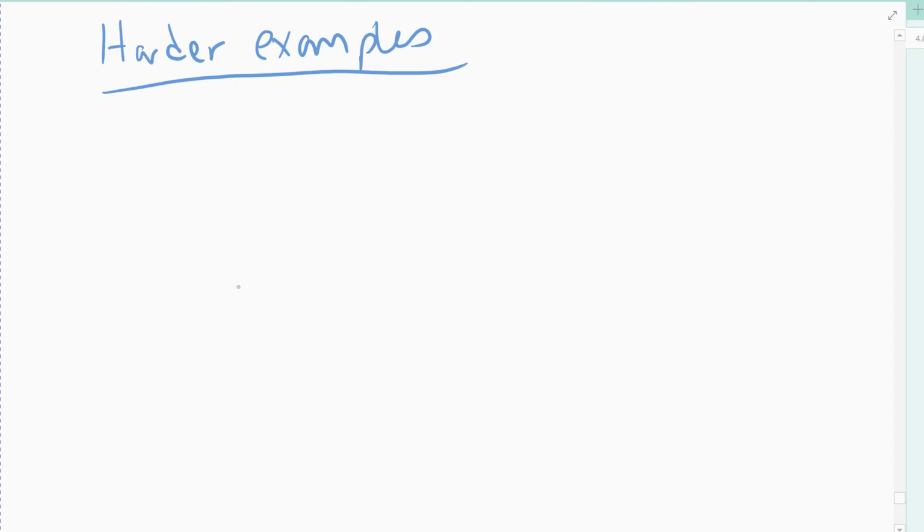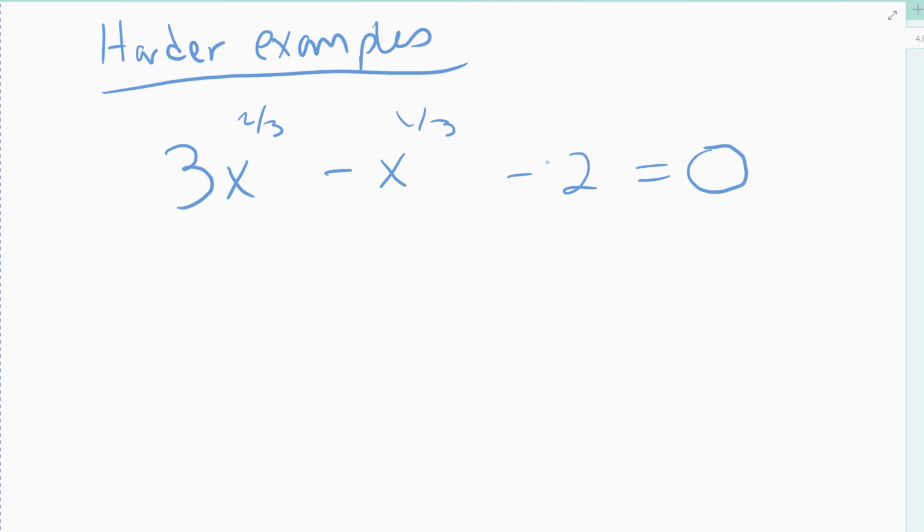All right, so the first example I'm going to look at is 3x^(2/3) minus x^(1/3) minus 2 equals 0. And I will check my answer graphically, and you can always find it graphically if you want to. I'm going to do it both by hand and graphically, because there's a trick we use.